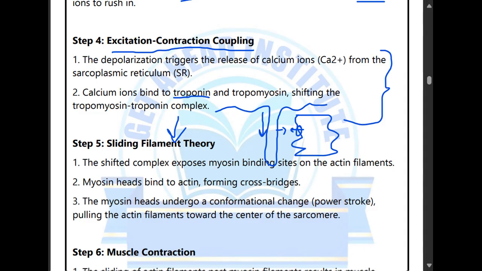Okay. So this is what will actually happen. In the excitation contraction coupling, we saw that when calcium binds to troponin, you have a tropomyosin troponin complex. Okay, so what happens is that calcium ions, just like I already mentioned, will bind to the troponin C part. Then when it binds to the troponin C part, it will pull on the troponin T side. Okay.